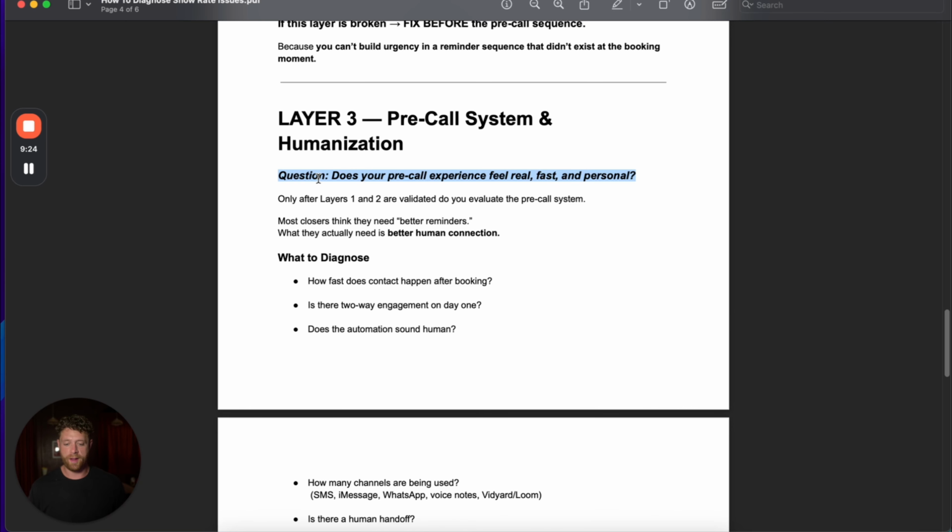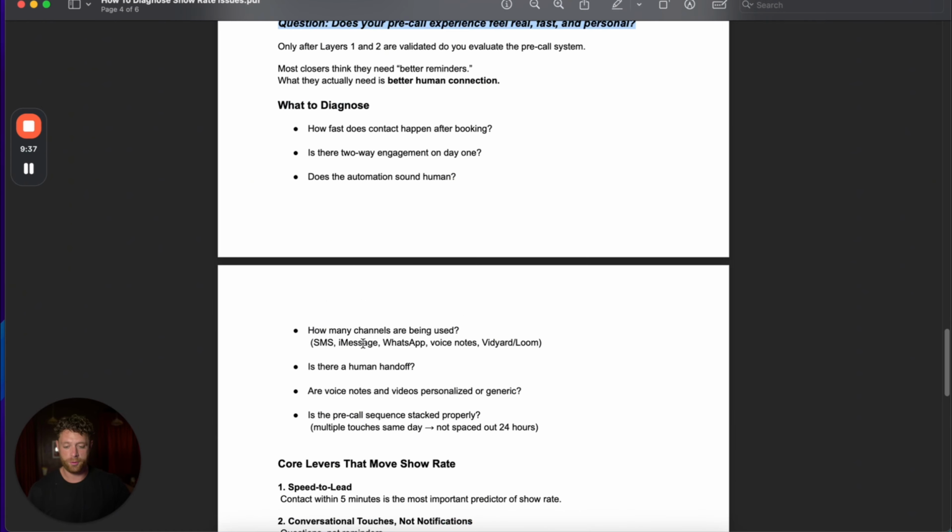So what to diagnose? How fast does contact happen after the booking? Speed to lead is going to be very, very important. Is there two-way engagement on day one? I'm going to talk about that in a second. Does the automation sound human? How many channels are being used? Is there a human handoff? Are voice notes and video notes personalized or generic? And then is the pre-call sequence stacked properly?